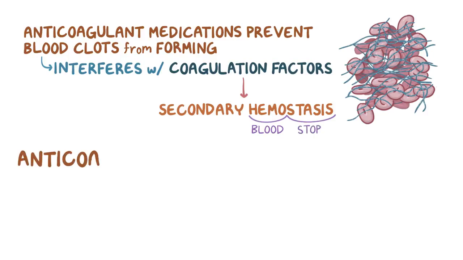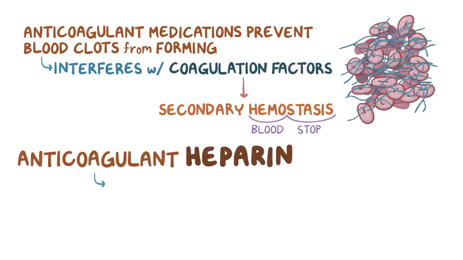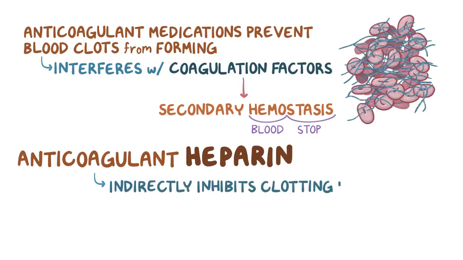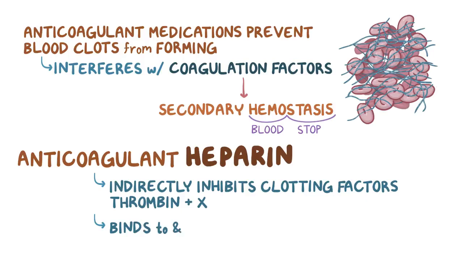In this video, we're going to focus on heparin, which works by indirectly inhibiting two clotting factors called thrombin and factor X, by binding to and enhancing the activity of an anticoagulant protein called antithrombin 3.